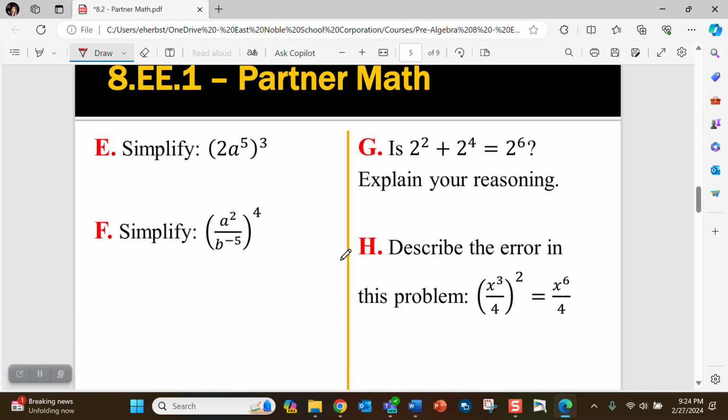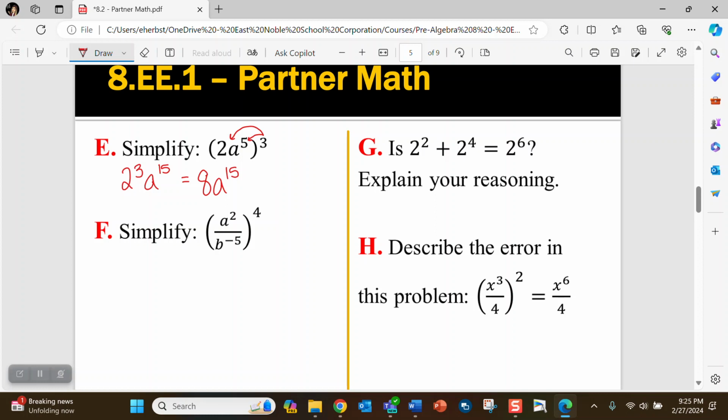Letter E, we're simplifying 2a to the 5th, and it's all being raised to the 3rd power. So remember that 3rd power gets applied to everything inside that parentheses. So we end up with 2 to the 3rd, a to the 15th. Remember, that's 3 a to the 5ths. So that's 5 a's, 5 a's, and 5 more a's. When you have a power raised to a power, we're multiplying the exponents. We are going to evaluate 2 to the 3rd. That's 8. So we get 8a to the 15th.